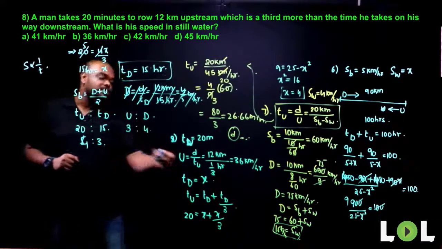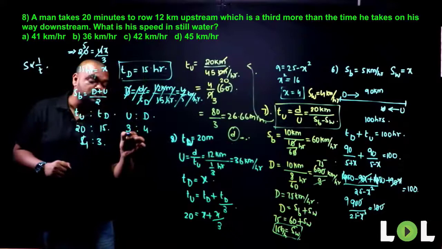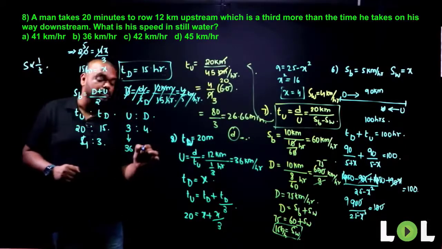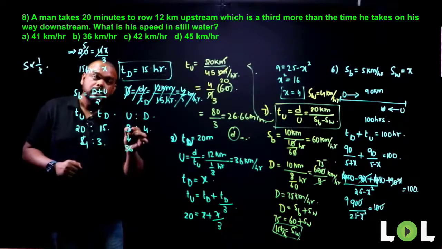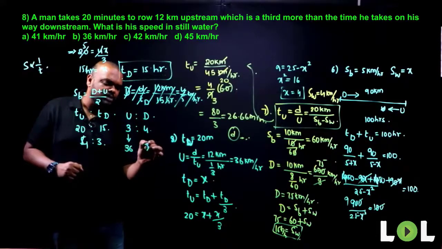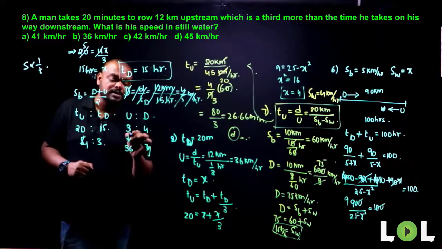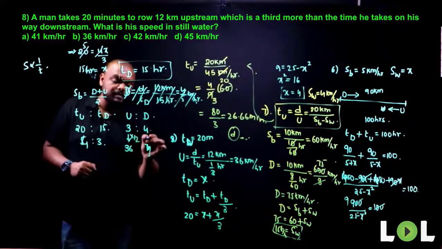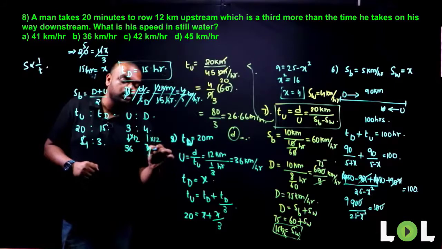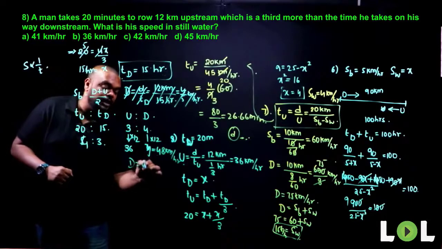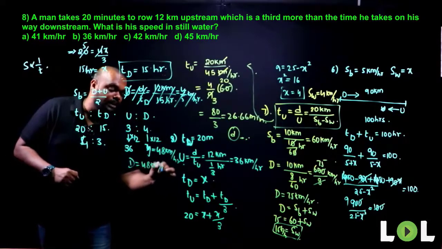But according to the question, we calculated upstream speed as 36. Then what will be downstream speed? You can take it as some variable y. Cross multiply, or 3 into which number gives you 36? 3 into 12. Left hand side multiply with 12, right hand side also multiply with 12. So that is 4 into 12, 48 kilometer per hour. So downstream speed is 48 kilometer per hour.